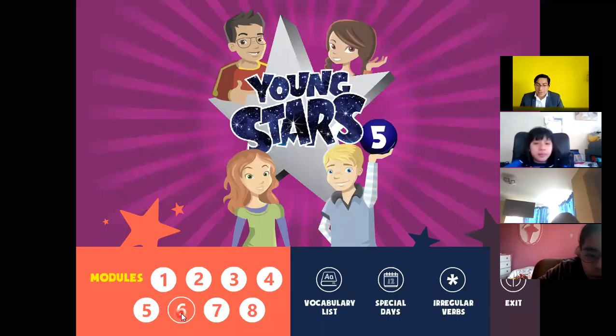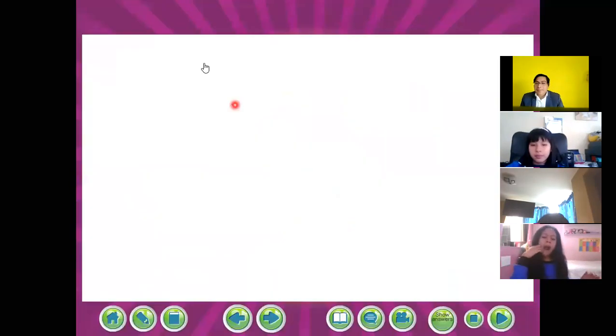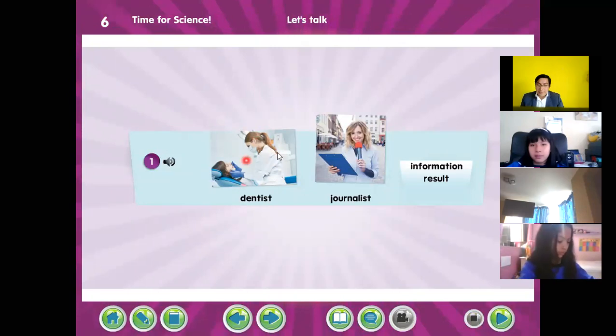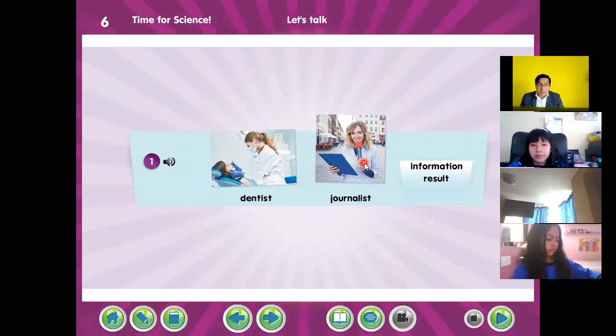This is in your books. Okay? And similar, we have the vocabulary. What is this? A dentist. No? A dentist. This is a journalist. It's similar to a reporter. The difference is the journalist works in a TV or in a newspaper and they write articles. That is a journalist. Okay? Information, and result. Similar to Spanish.